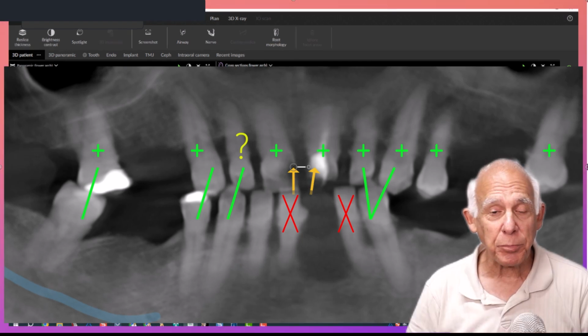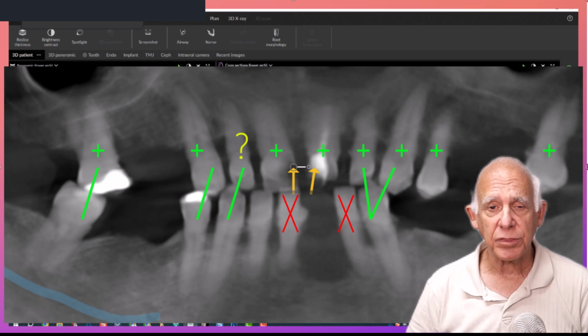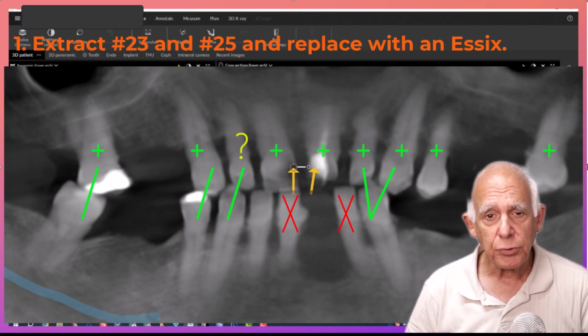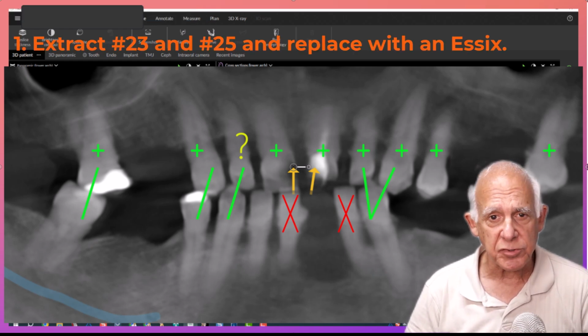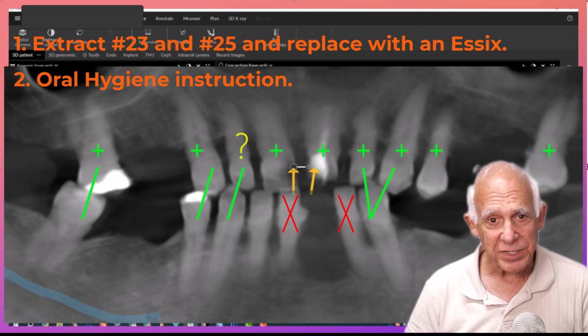What's the minimal treatment plan we're going to do in order to be able to allow this gentleman to save his teeth? Okay, first step, extract 23 and 25. Put an Essex in if you want, just to replace those lower front teeth. That makes him feel good. Number 2, oral hygiene instruction. And he has to graduate from oral hygiene instruction, okay? So that means a couple of visits.